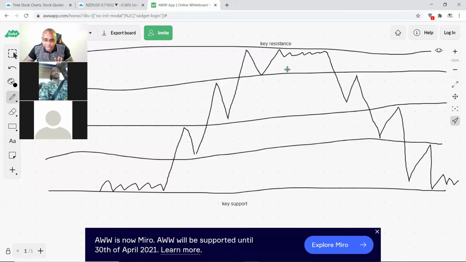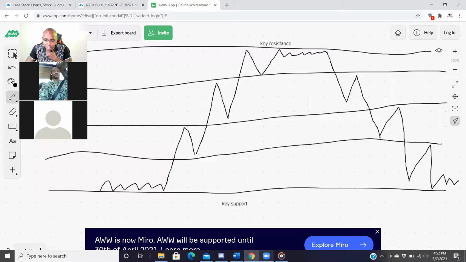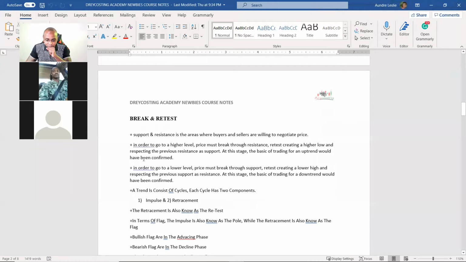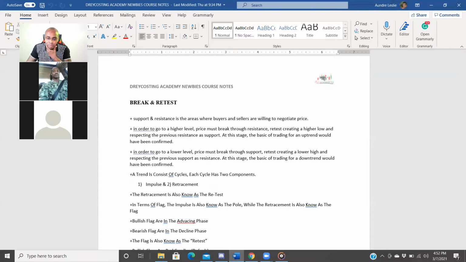But in between the brackets is where you have your minor resistance and minor support. Is the areas, right? So let me show you the definition. Support or resistance is the areas where buyers and sellers are willing to negotiate price, right? All right, guys, in order to go to a higher level, price must break through a resistance, retest, creating a higher low and respecting the previous resistance as support. At this stage, the basic of trading for an option would have been confirmed.